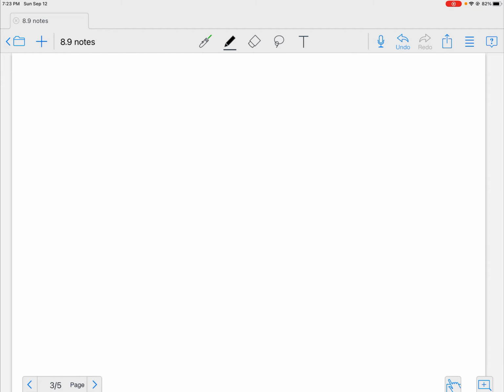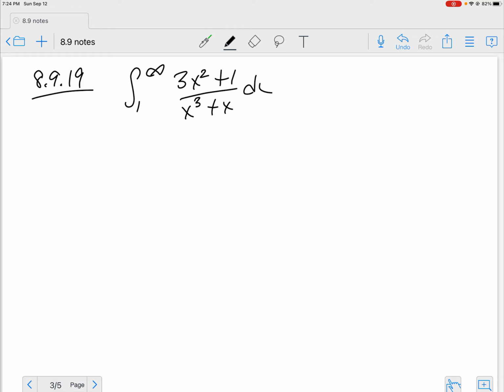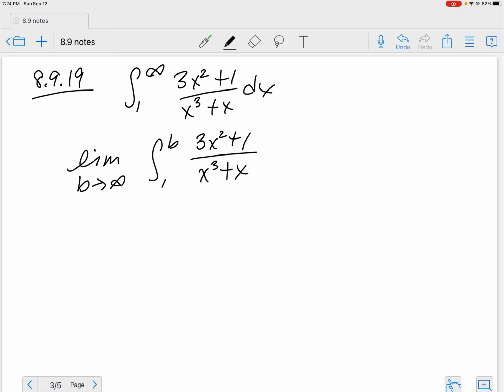Okay, I'm going to do one more here. I'm pulling one from the back of the book because I think this is a good example. So 8.9.19 is what we're looking at: the integral from 1 to infinity of (3x squared plus 1) over (x cubed plus x) dx. You see the infinity, it is a bound, that's my characteristic, so let's do our limit right off the bat. Before you start integrating or doing anything else, it's automatic changing out that limit.